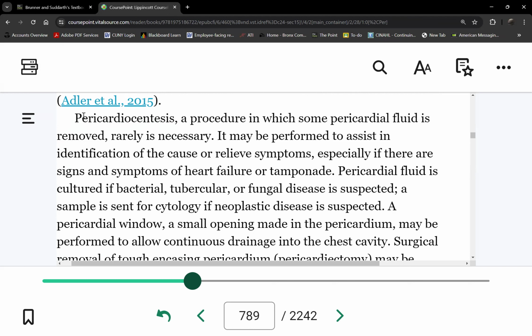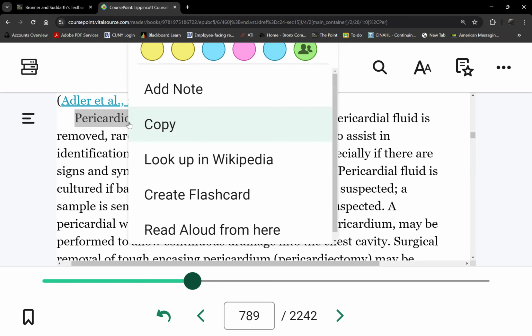Let's break this word down. Pericardio means the pericardium. Centesis is the insertion of a needle or catheter to drain fluid. So we have procedures like paracentesis, thoracentesis, and this one, pericardiocentesis. All of them indicate the first part of the word would be which location. Okay, so thora means the plural. If it's para, it's the peritoneum. This one pericardial, this would be the pericardium. So the doctor will insert a needle to drain that fluid.